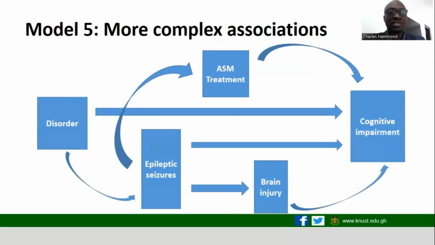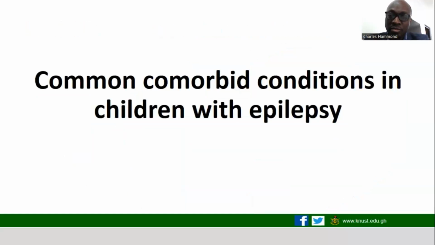But in reality, what you have is a very complex association involving all the four combinations I've previously talked about. So you have a disorder that can directly cause cognitive impairment and also may cause epileptic seizures. The epileptic seizures lead to brain injury and worsen the cognitive impairment. At the same time, because of the epileptic seizures, the patient is put on anti-seizure medications, and some of these anti-seizure medications will then go on to cause cognitive impairment. And so that is more complex, and that is what is likely to happen in most patients in reality.